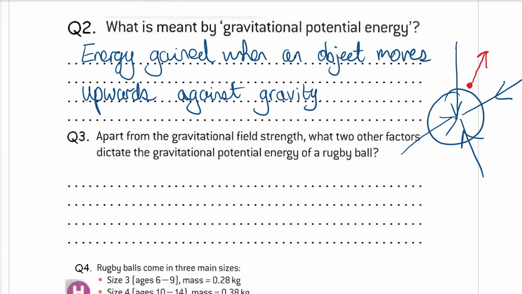Question 3. Apart from gravitational field strength, what 2 other factors dictate the gravitational potential energy of a rugby ball? To help you answer that, just remember this equation. So it's saying, apart from gravitational field strength, what are the other 2 factors that affect or dictate the gravitational potential energy of a rugby ball? Well, that's going to be mass and height gained. So you can answer that in your own words underneath.